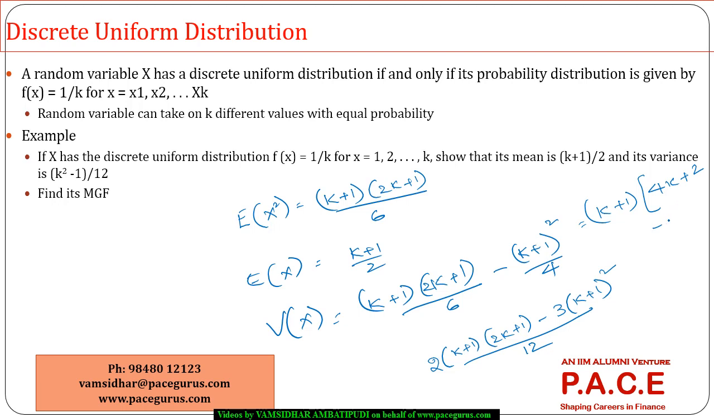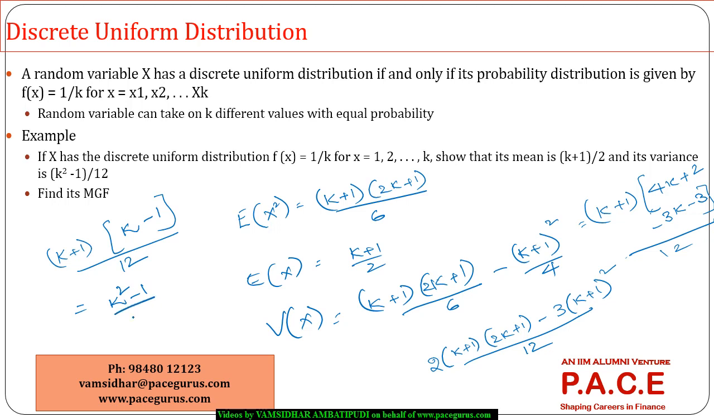minus 3k minus 3, since k plus 1 is already taken out. So this is coming out as by 12. So it is also coming out as k plus 1 into 4k minus 3k is k, plus 2 minus 3 is minus 1. k plus 1 into k minus 1 by 12. The other way this gets expanded is k squared minus 1 by 12. So whatever it is, either you can prove with an example, or you can very well take 1, 2, 3, 4 up to k and then get your values as well.